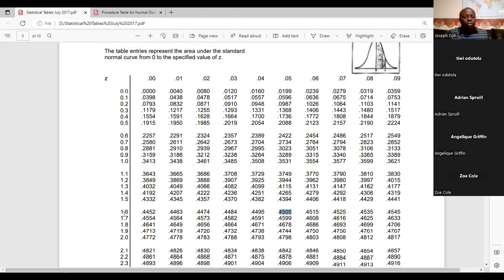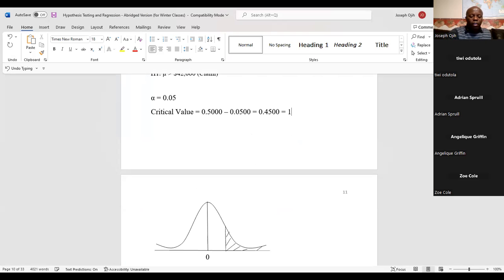Follow it to the left, 1.6. Up, 5. See, this is the Z right here. If you follow this to the left, 1.6, up is 5. So it becomes 1.65. So the critical value is 1.65, and that is what you will have here.